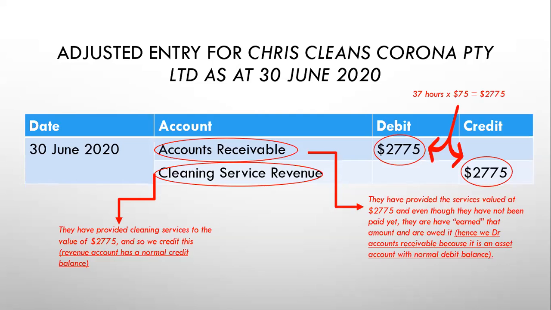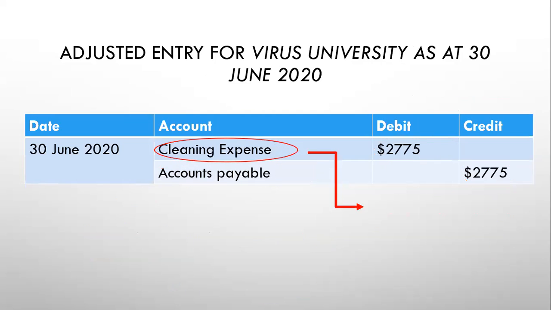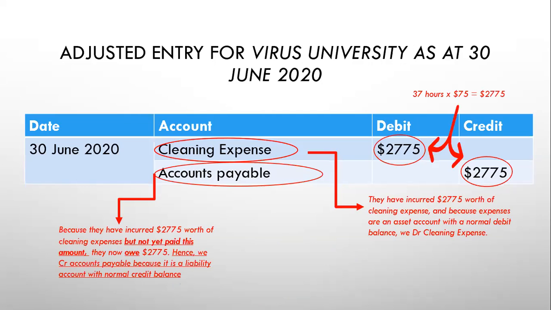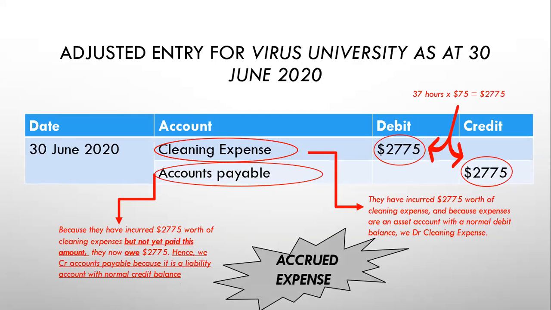But let's look at this from another perspective. How would we record the adjusting entry for Virus University? Well, we debit cleaning expense because they've incurred that amount worth of cleaning expense. And because expenses are an account with a normal debit balance, we debit this. On the other hand, we credit accounts payable because they've incurred $2,775 worth of cleaning expense, but not yet paid this. So they still owe that amount to Chris. Hence, we credit accounts payable because it's a liability account with a normal credit balance. And that's how we do the adjusting entries for both parties.